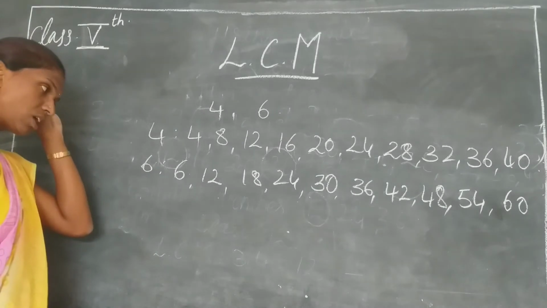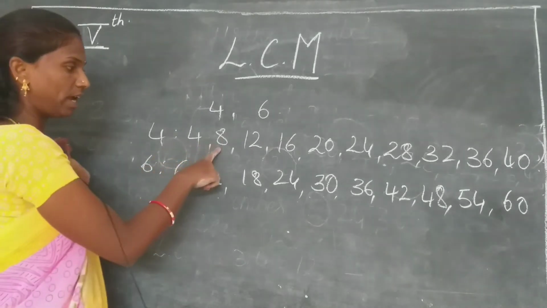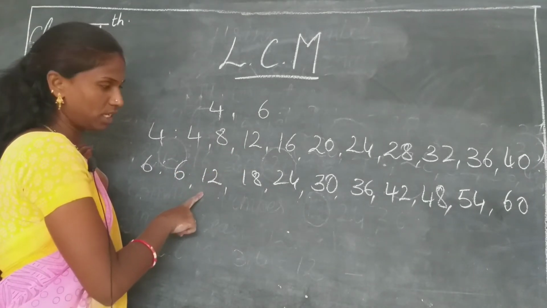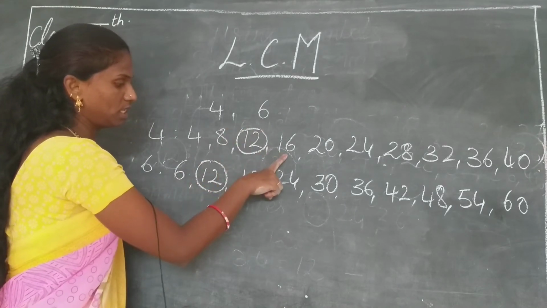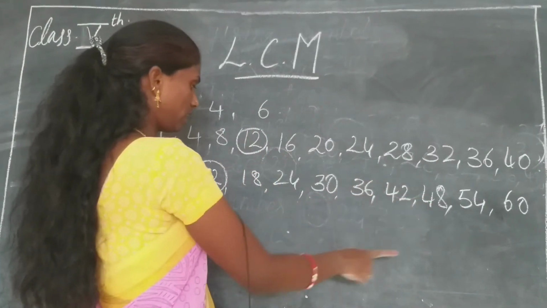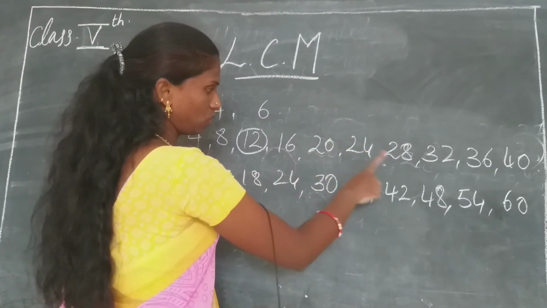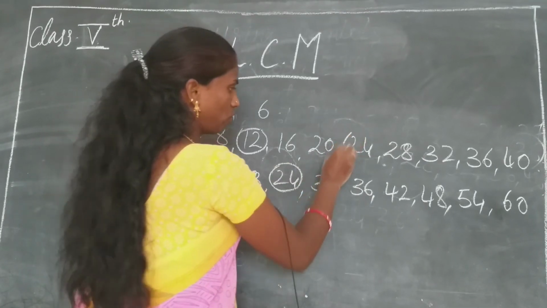Now let us see the common multiples. Here 4 is there, here 6 is there, so these are not common. 8, 12. 12 is there, so you have to round off the common multiples. 12, 12. 16 is not there here. 18 is also not there. 20 is not there. 24. So 24, round off the 24.